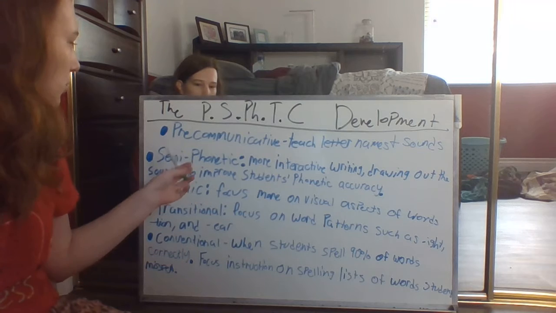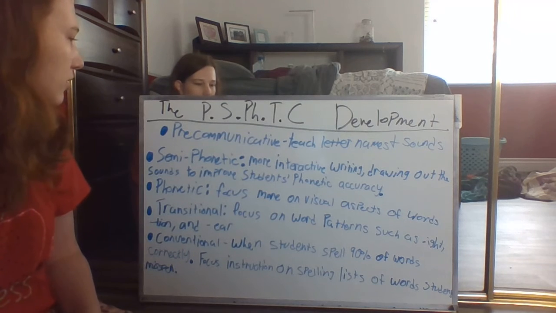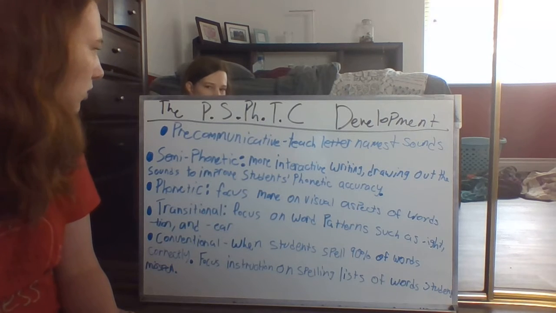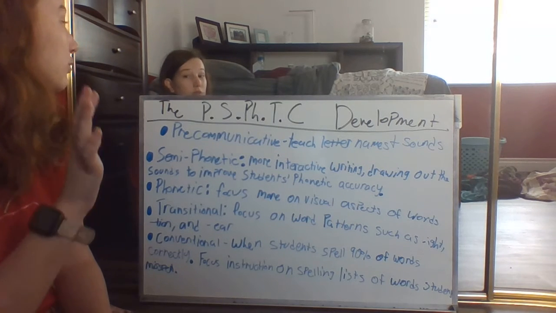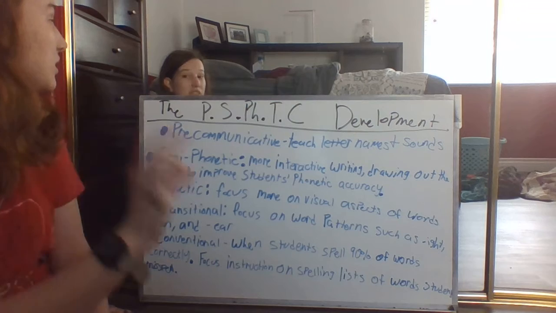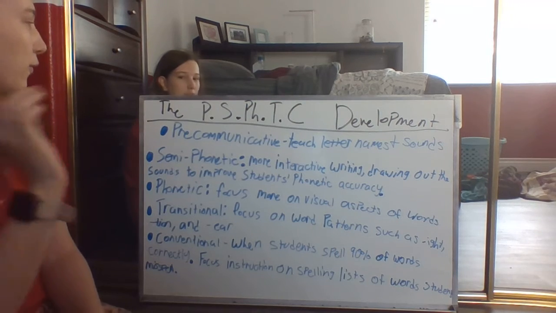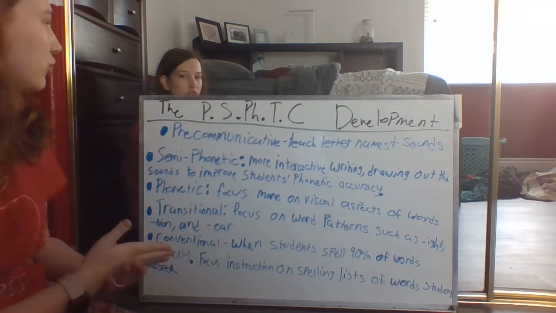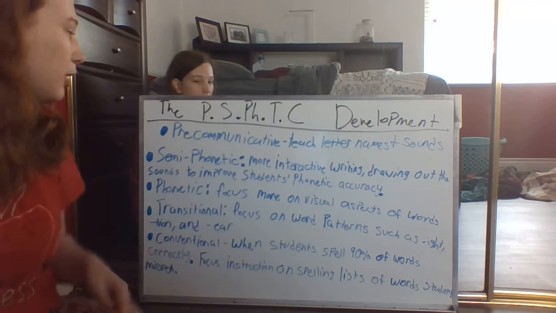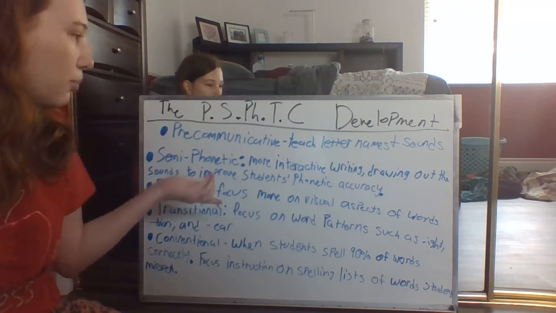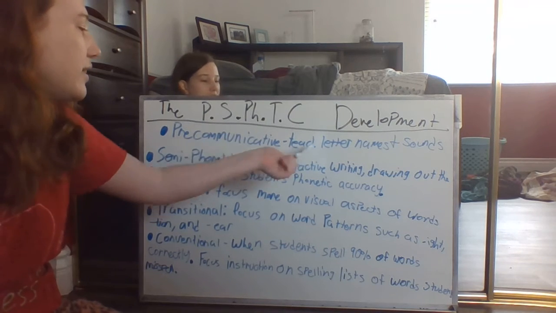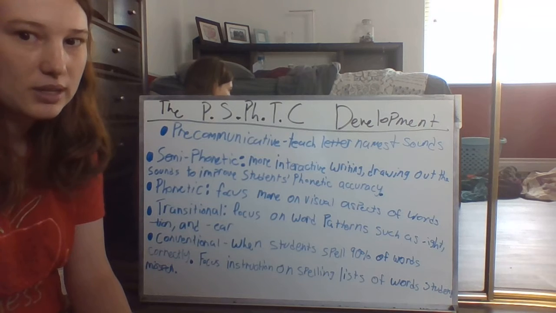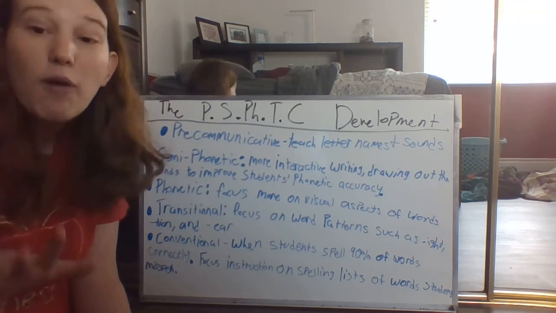So first things first, we have pre-communicative. The pre-communicative step of development is kind of like the first basic developmental structure in spelling. And the pre-communicative structure is teach letter names and sounds. So this is where we're introducing students to basically the whole alphabet.